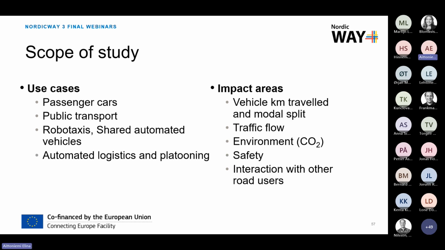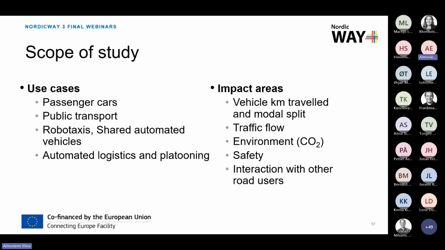The study focused on road automation through 4 use cases and 5 impact areas. The use cases were passenger cars, public transport, robotaxis or shared automated vehicles, and automated logistics and platooning. And the impact areas were vehicle kilometers traveled and modal split, so the amount of travel and travel behavior, traffic flow in terms of travel times and capacity mainly, environment or CO2 emissions, safety, and interaction with other road users.